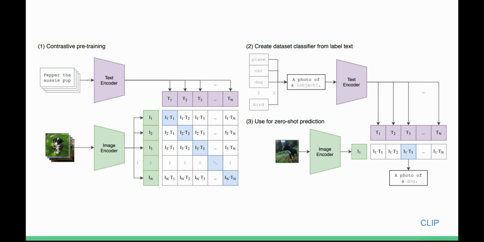Once CLIP learns how to align language and imagery, it can be used to do all types of amazing things, such as automatically captioning images.